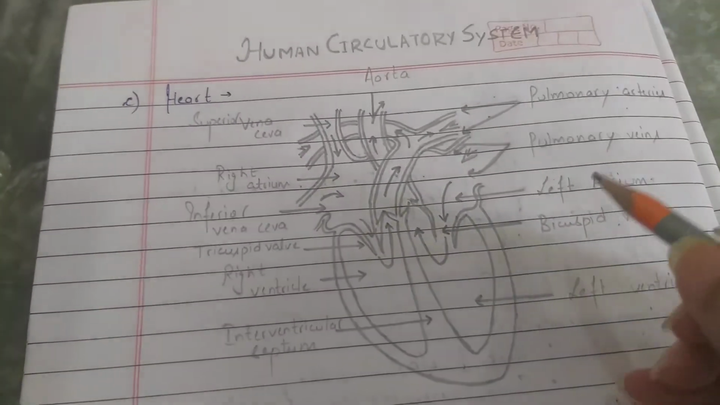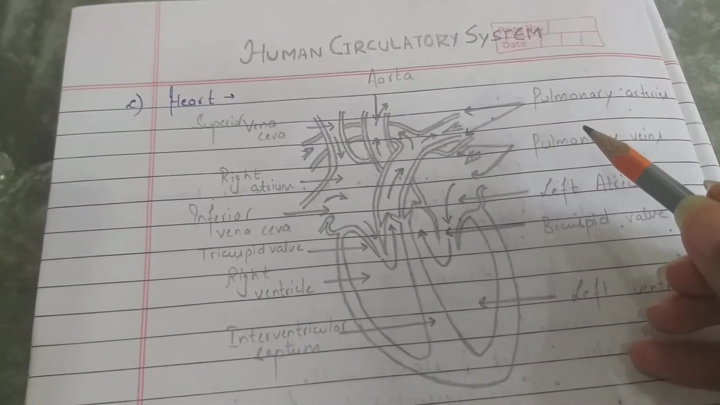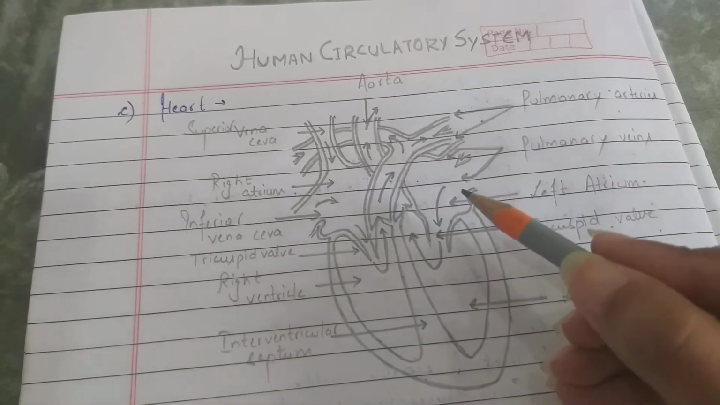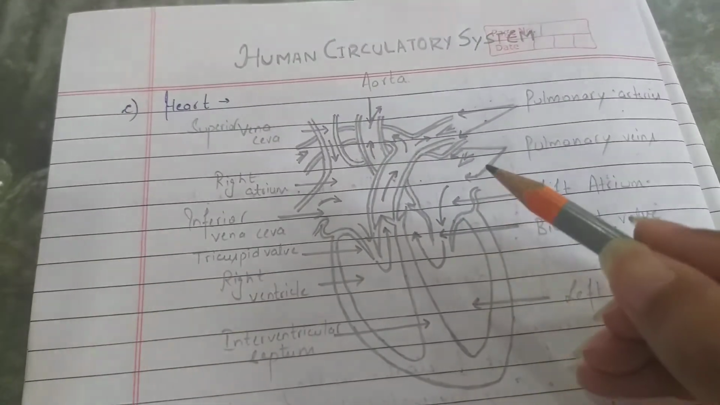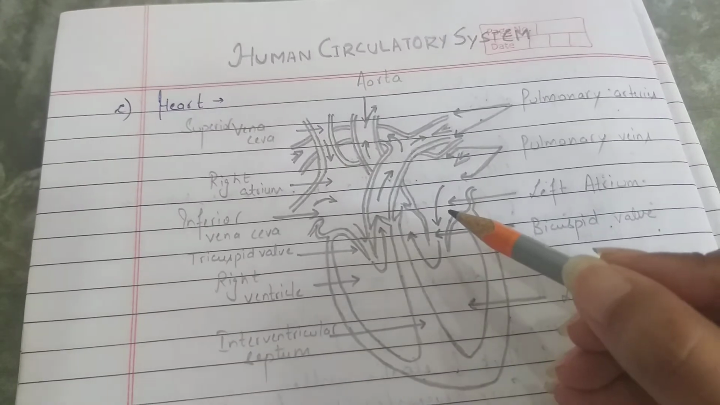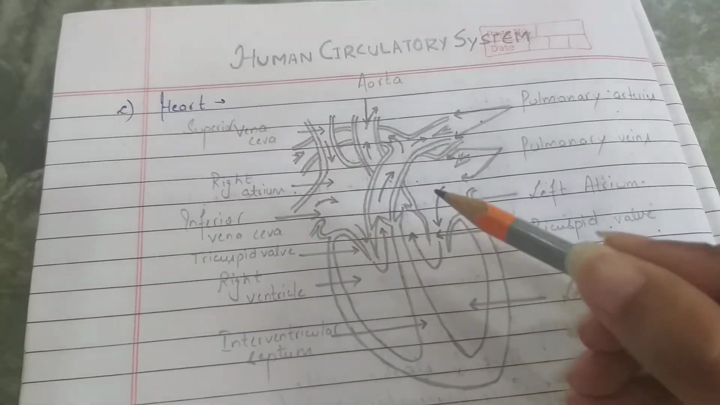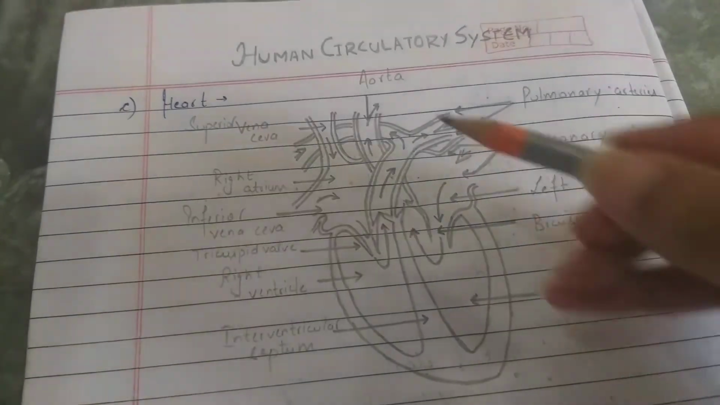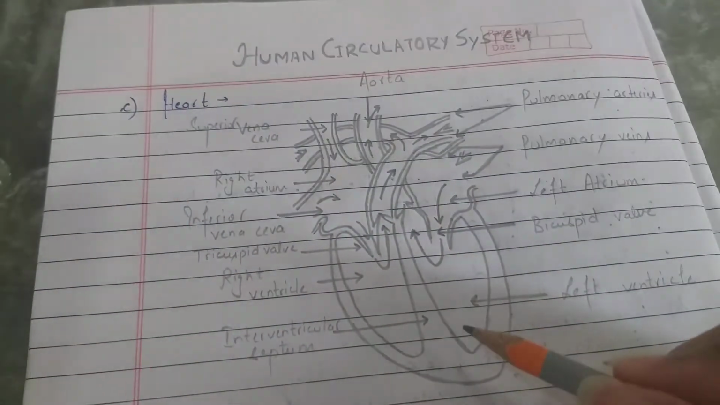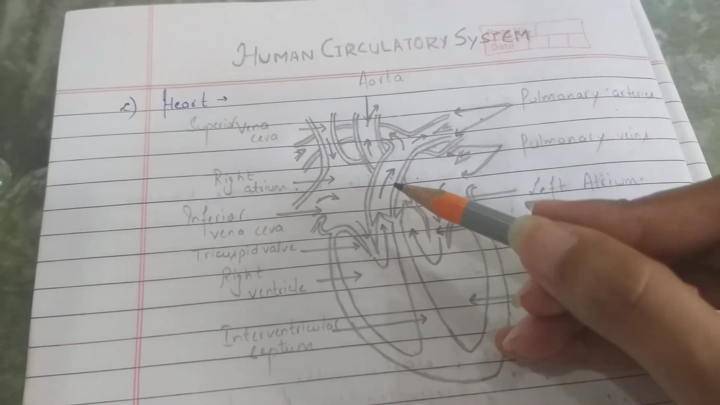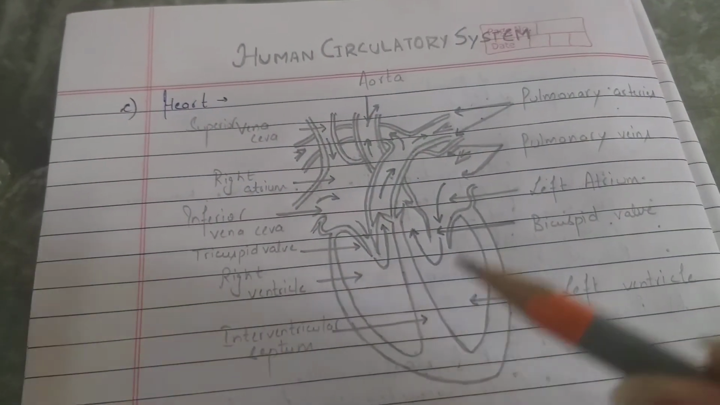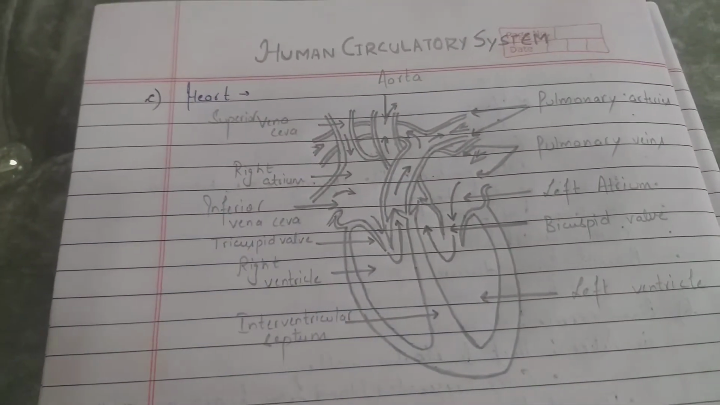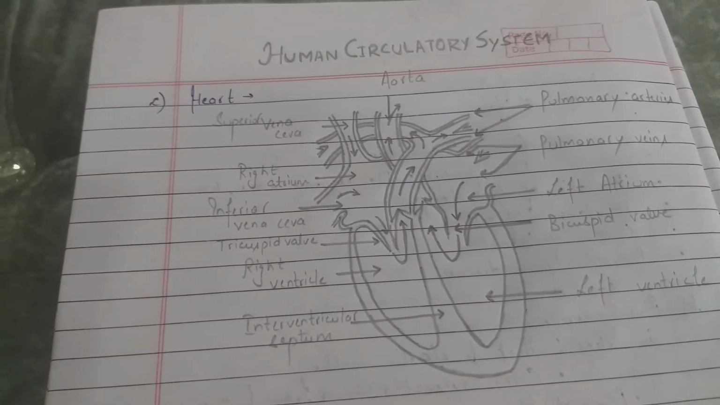Then the pulmonary vein takes that oxygenated blood from the lungs and brings it into the left atrium. So the oxygenated blood from the left atrium goes into the left ventricle. And from the left ventricle, the aorta arises, which takes this oxygenated blood from the left ventricle to all the parts of the body. This is about the circulation of the blood.